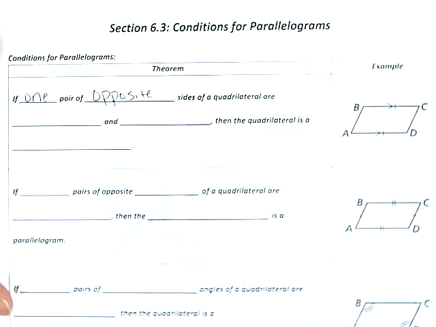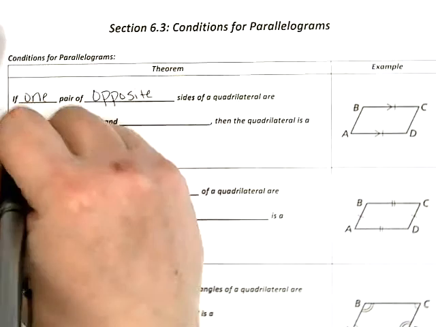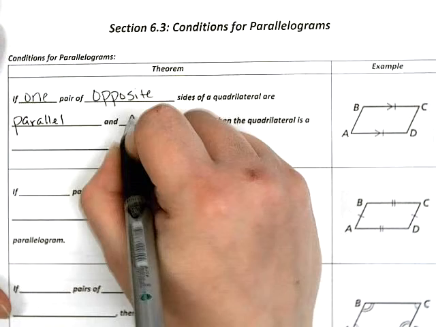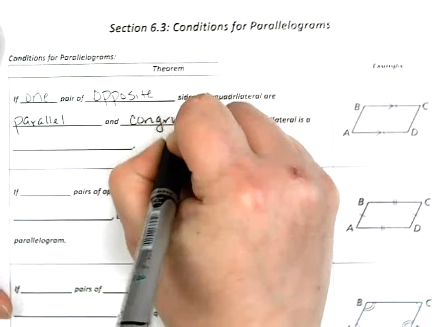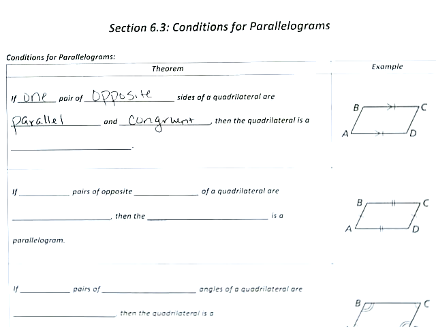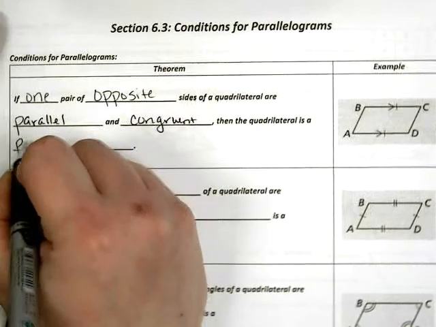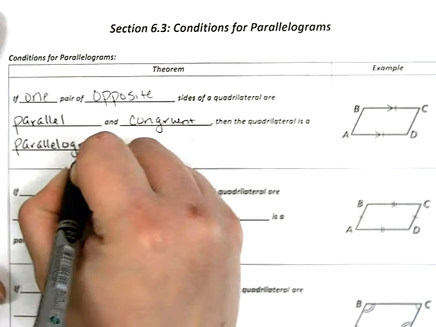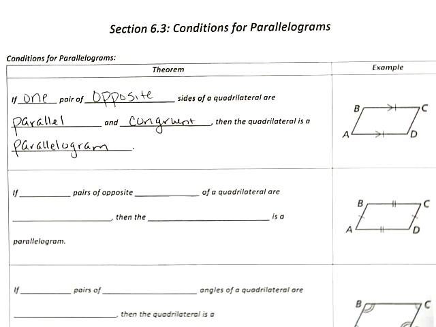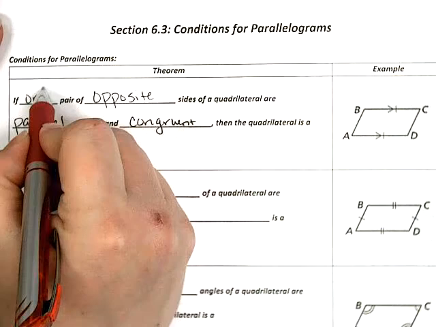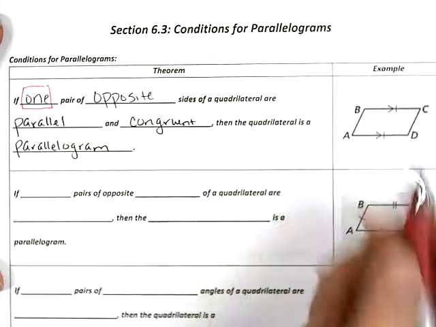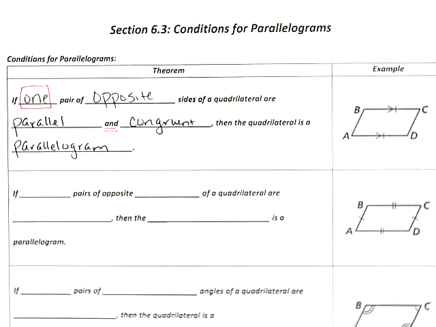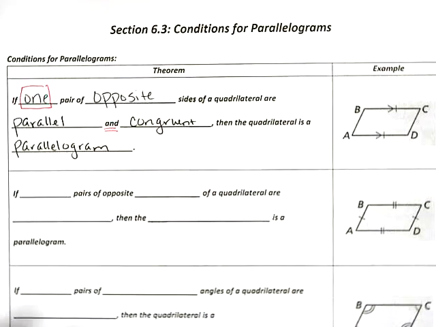All right, so if one pair of opposite sides of a quadrilateral are parallel and congruent, then the quadrilateral is a parallelogram. Okay, so the key part there is that it's one pair and they are parallel and congruent. It's not, oh, one set's parallel, one set's congruent, okay? It has to be the same.